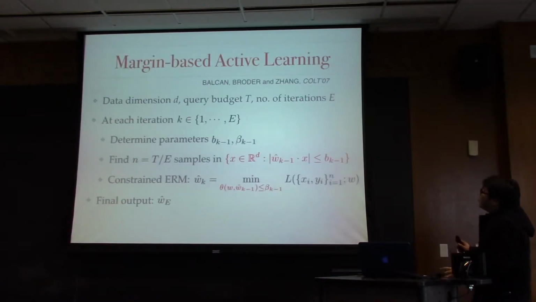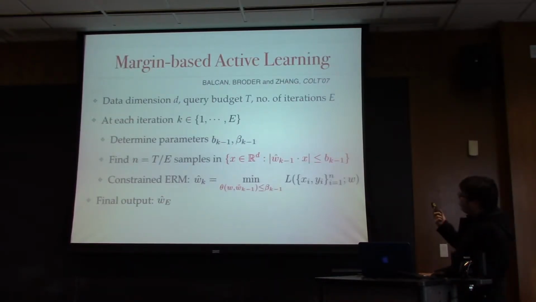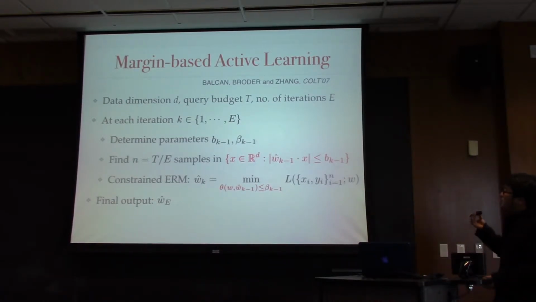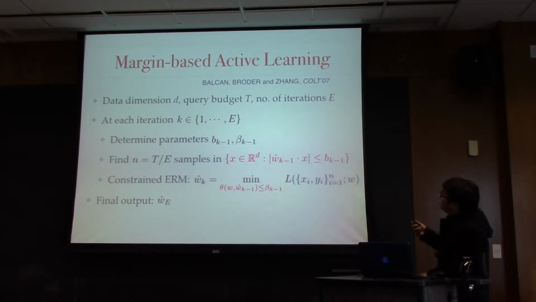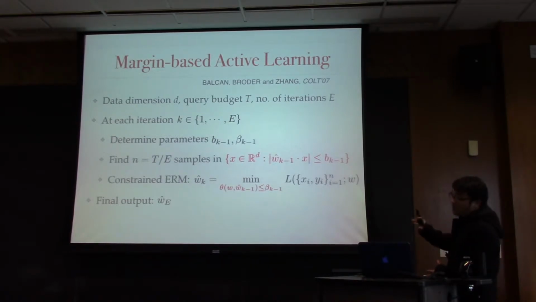Okay, so I will start with the very classical algorithm for this active learning setting, which is called margin-based active learning. It was proposed by Balcan, Broder, and Zhang in 2007. It's actually an iterative framework. Suppose the dimension of the data is D, and suppose I have a capital T number of queries that I'm allowed to make, and I will determine a number of iterations E. This E will be determined by the algorithm, and it is typically a logarithm of the query budget T.